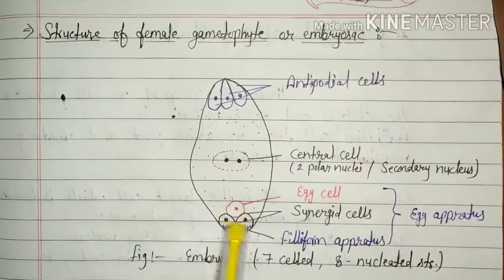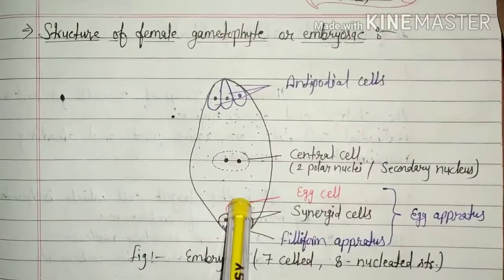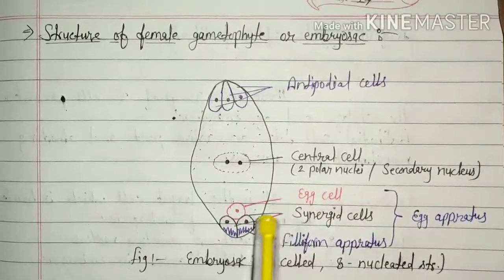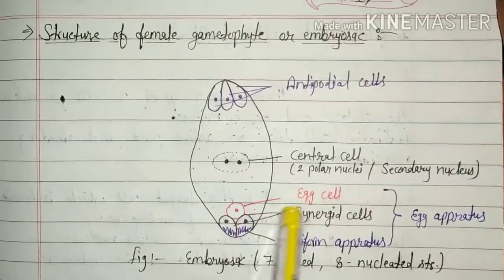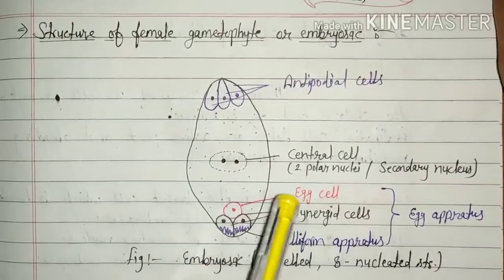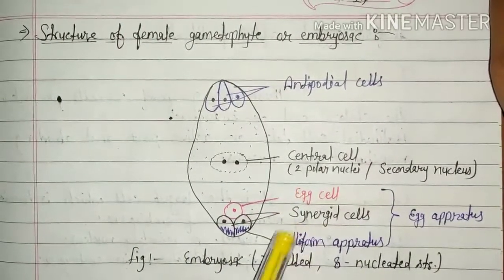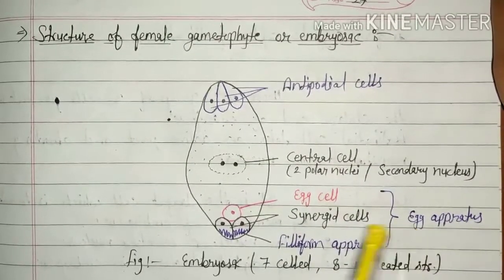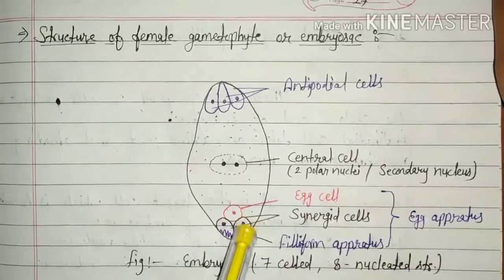Above the synergid cells, the egg cell is located and it is the female gamete. The nucleus of the egg cell is the female gamete. So the egg cell, synergid cells and filiform apparatus combine to form the egg apparatus, and the egg apparatus is located at the micropylar end.